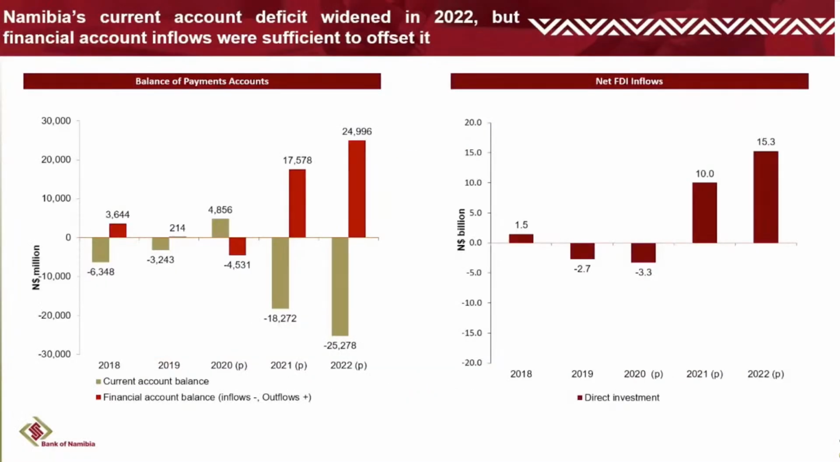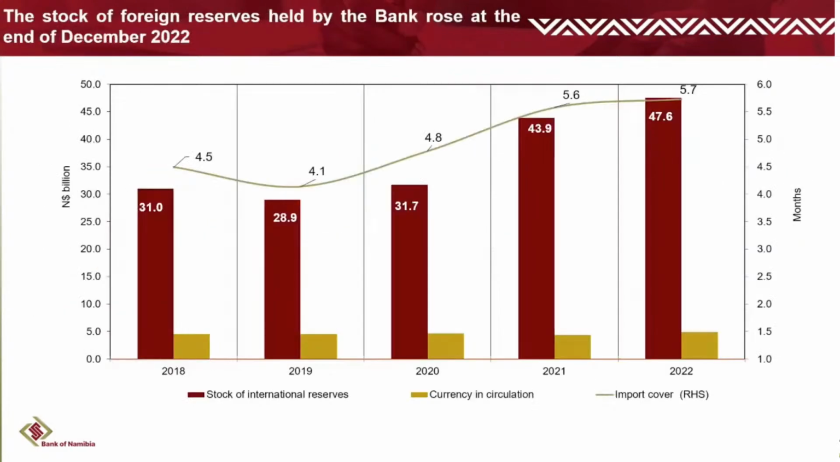You could see what happened to the capital account is that we've got some inflows, FDI inflows, you could clearly pick up. In 2021, we had about 10, and in 2022, projected about 15.3. So the stock of international reserves rose on an annual basis by about 8.4% to settle at 47.6 billion at the end of December 2022, partly due to capital inflows from foreign asset swaps arrangements and African Development Bank loan and revaluation gains.